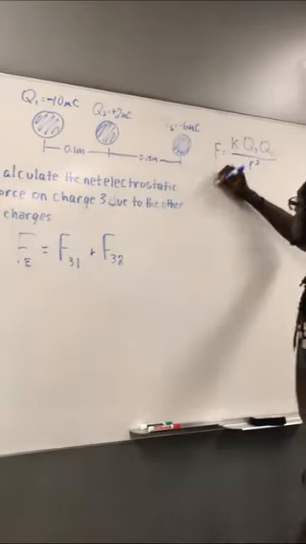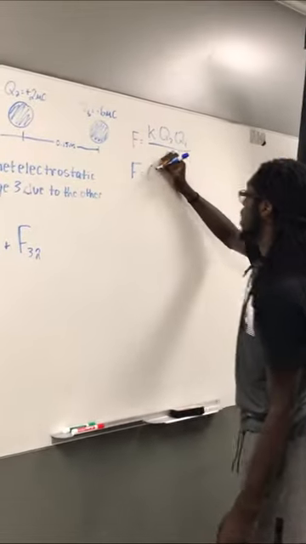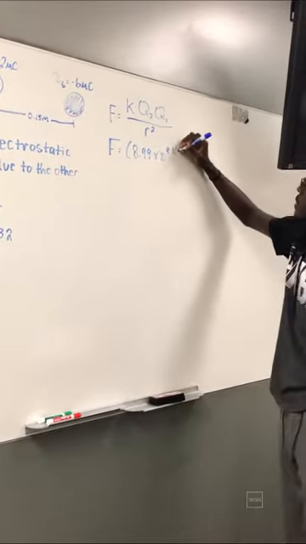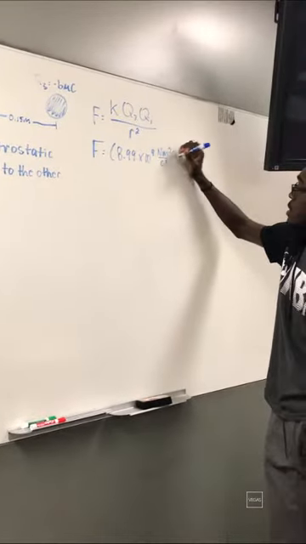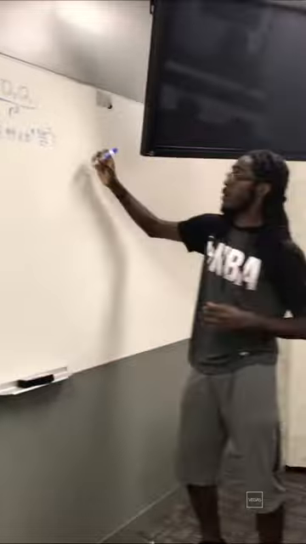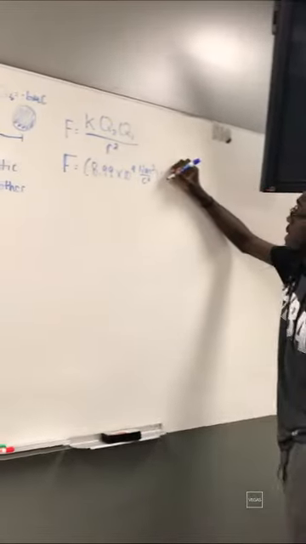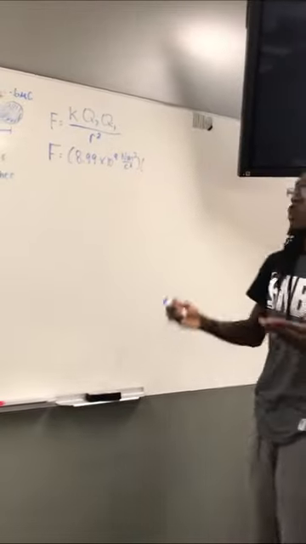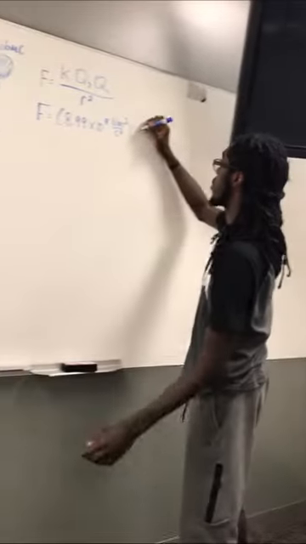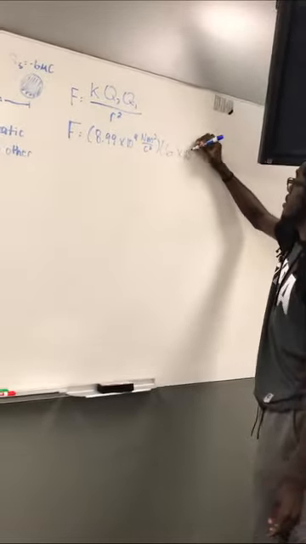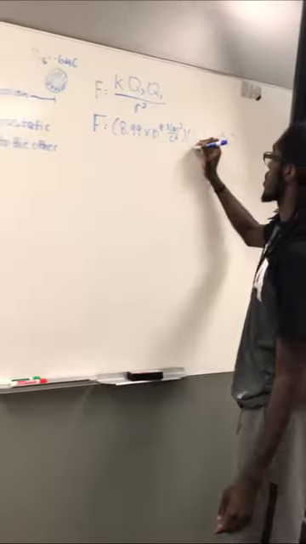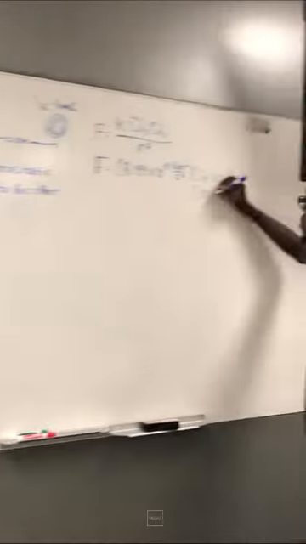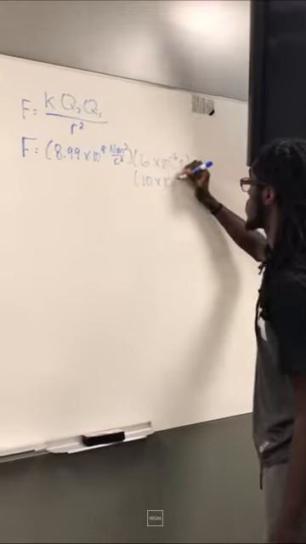Okay. So for the first one, what is the k value? 8.99 times 10 to the 9th newton meter squared per coulomb squared. Do that or you're not getting any partial credit. Charge 3 is negative 6 microcoulombs, but since we're just getting the magnitude, we're not actually going to use that negative charge right now. So 6 times 10 to the negative 6 coulombs times charge 1. It's another negative one, but we'll just do it as positive: 10 times 10 to the negative 6 coulombs.